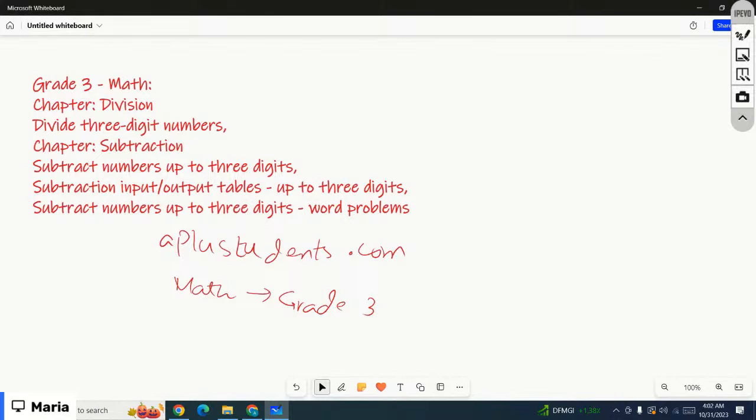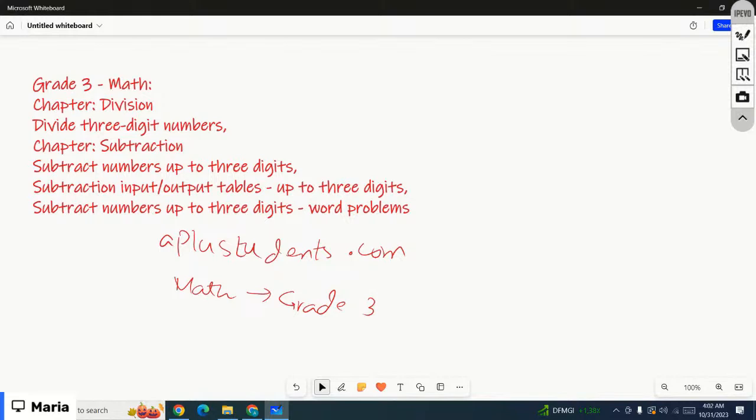We're going to start with the chapter division, and the lesson we're going to cover from the chapter is divide 3-digit numbers. Then we're going to start the chapter subtraction. The lessons are subtraction numbers up to 3 digits, subtraction input output tables up to 3 digits, and subtract numbers up to 3 digits word problems. So let's start with the chapter division.